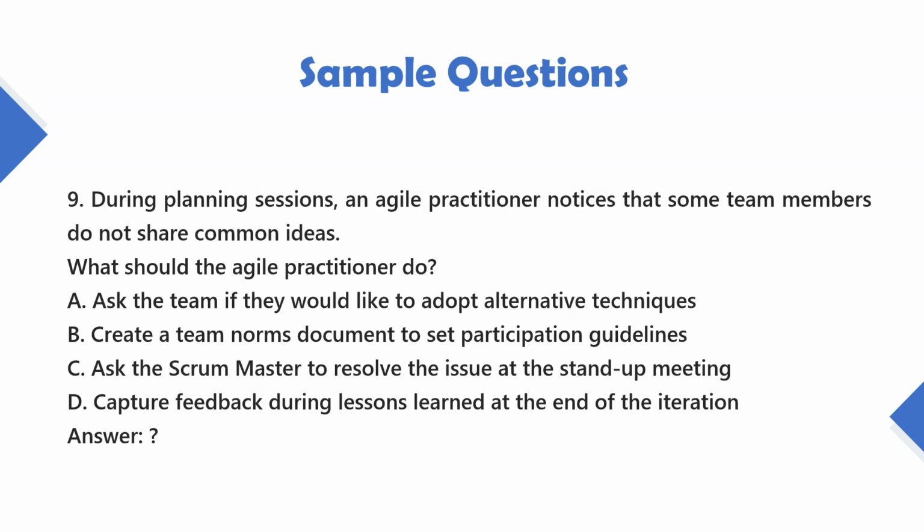9. During planning sessions, an Agile practitioner notices that some team members do not share common ideas. What should the Agile practitioner do? A. Ask the team if they would like to adopt alternative techniques. B. Create a team norms document to set participation guidelines. C. Ask the Scrum Master to resolve the issue at the stand-up meeting. D. Capture feedback during lessons learned at the end of the iteration.